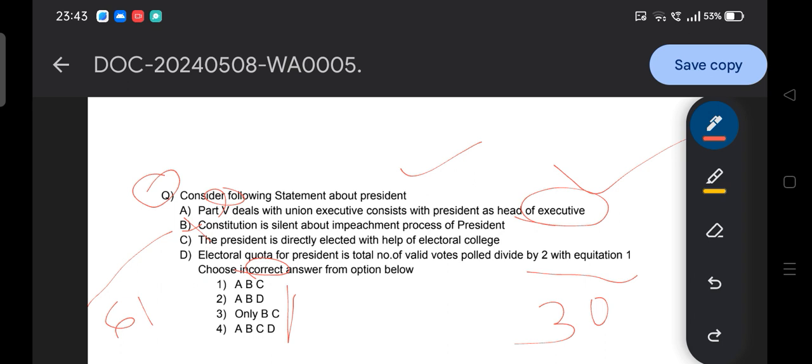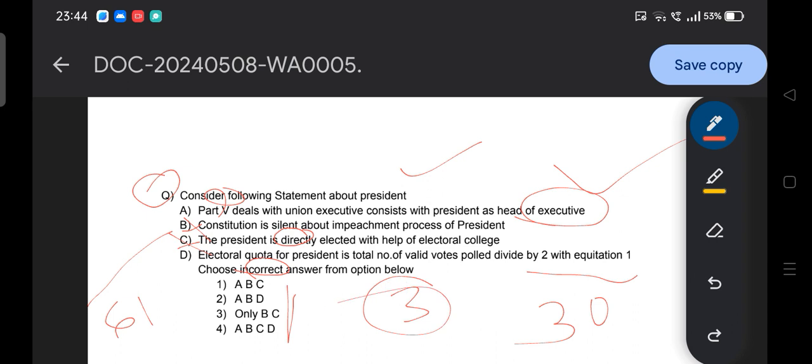Then, the President is directly elected with the help of an electoral college. No, the President is indirectly elected. So option C is also incorrect. Indirectly elected with the help of an electoral college. Then option D, the electoral quota for the President is the total number of valid votes polled divided by 2, plus 1. Choose the incorrect one. So here options B and C are incorrect. The answer to this question is basically option 3.